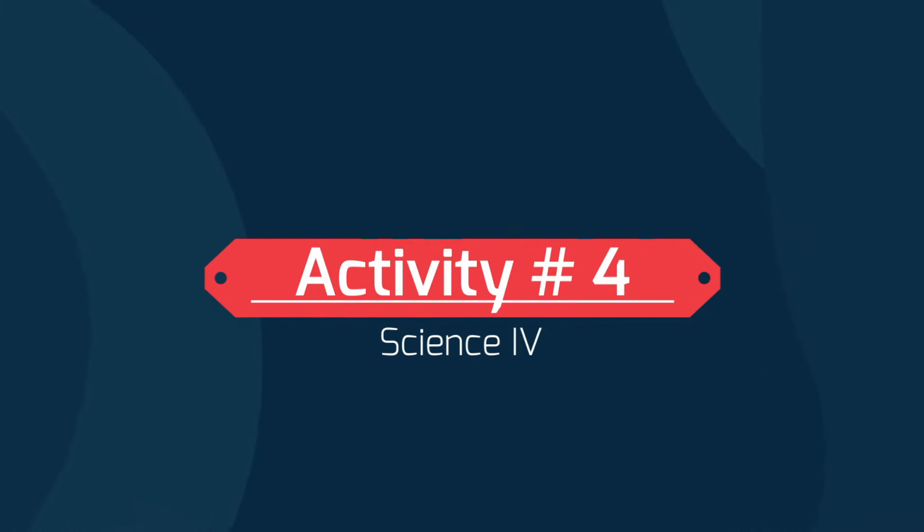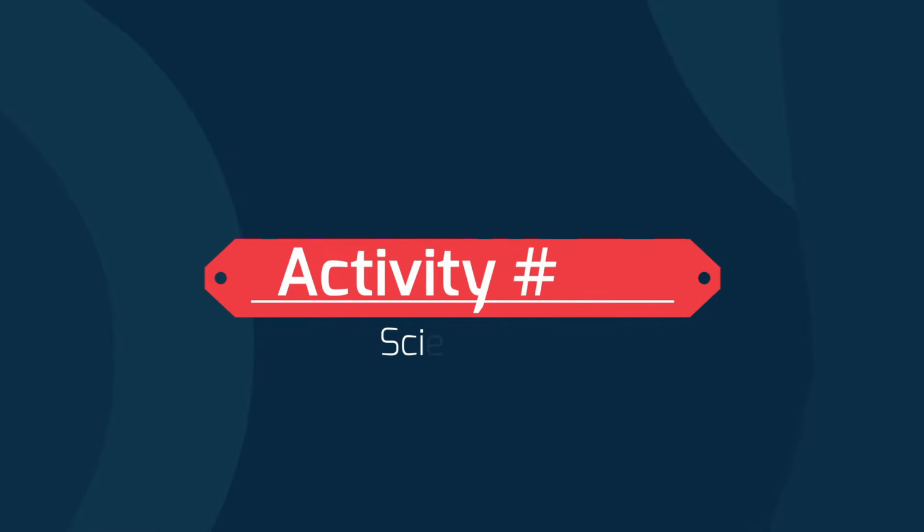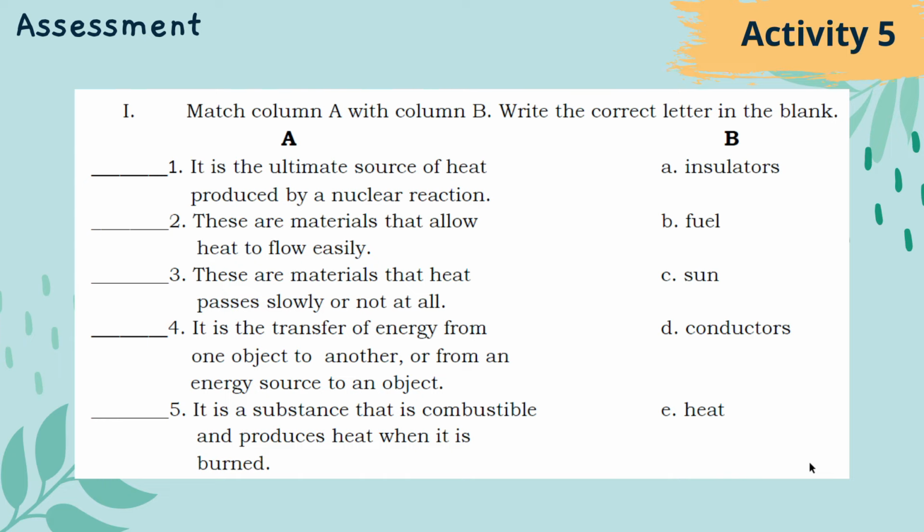Answer activity number 4. Complete the science ideas using the words in the box. Answer activity number 5, part 1. Match column A with column B. Write the correct letter in the blank.